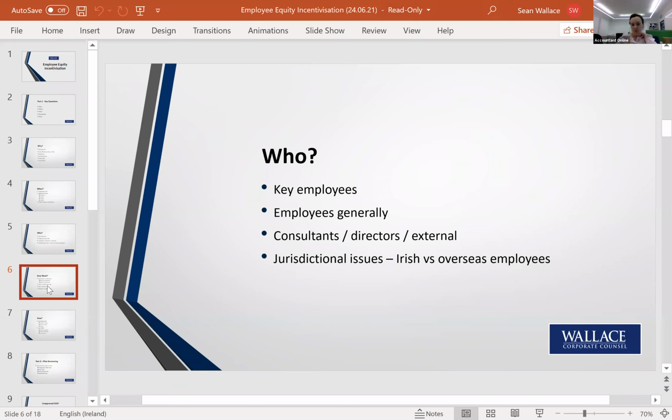and we tend to use that for employees in some jurisdictions where they haven't really got the taxation of employee options or shares. It hasn't been a priority in certain jurisdictions, so not quite as established as it may be in Ireland. And in fact, Ireland is well behind the likes of the UK in terms of the tax regimes around employee incentivization.